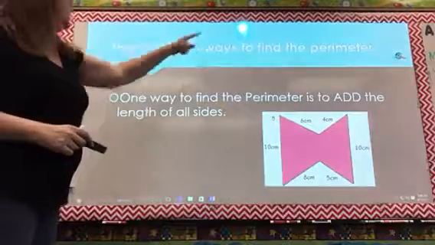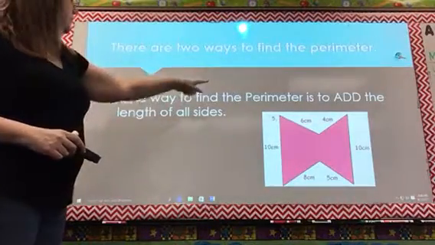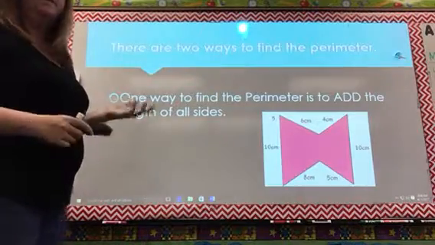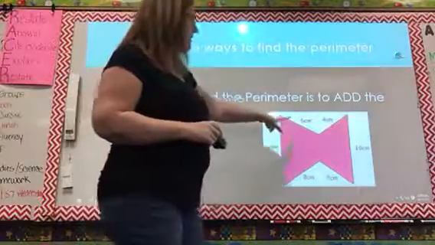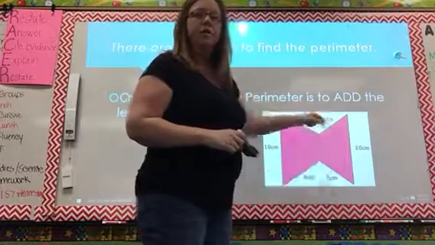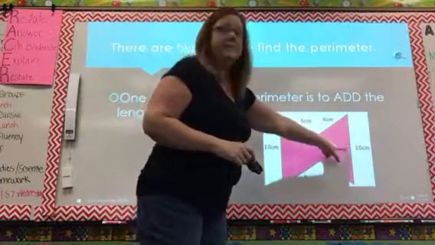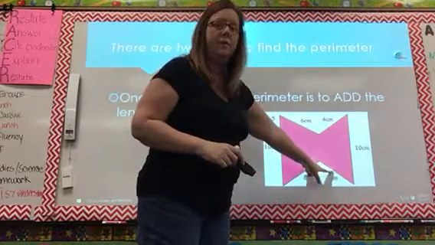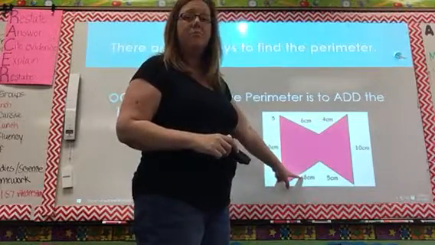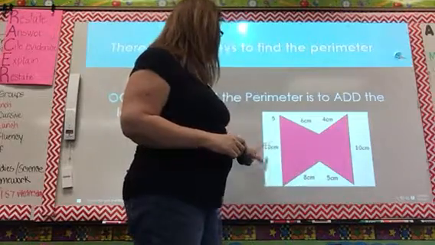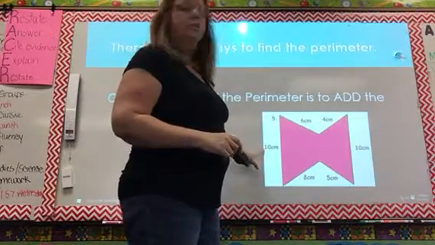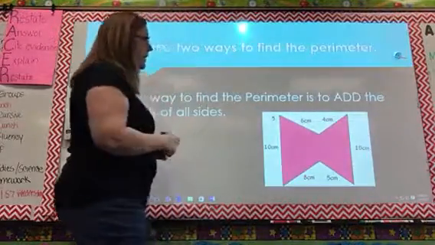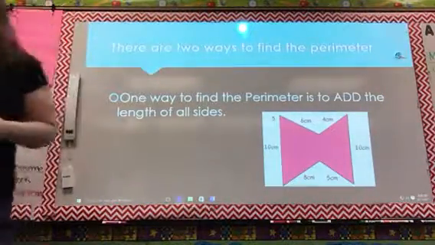There are 2 ways to find the perimeter. One way to find the perimeter is to add the length of all sides. That's what we just did, right? So 6 plus 4, that's 10. Plus 10 more, that's 20. Then we have a 5, 25. Plus 8 more would be 33. And 10 more than that would be 43. Okay? So the perimeter of this one would be 43.